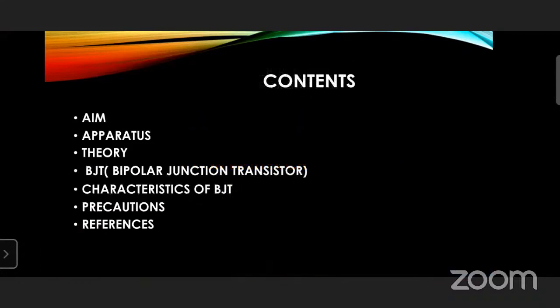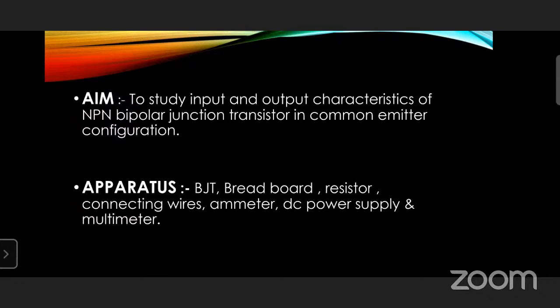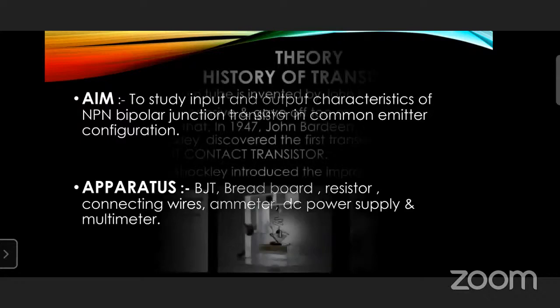The contents are: firstly, the aim of the experiment. Then we will discuss the apparatus, the theory of the experiment, what is BJT, characteristics of BJT, precautions and references. The aim of the experiment is to study the input and output characteristics of an NPN bipolar junction transistor in common emitter configuration. Apparatus required for this experiment are BJT, breadboard, resistor, connecting wires, ammeter, DC power supply, and multimeter.